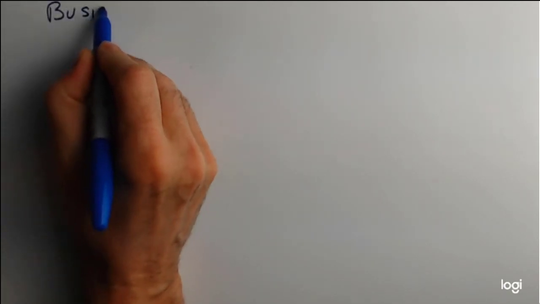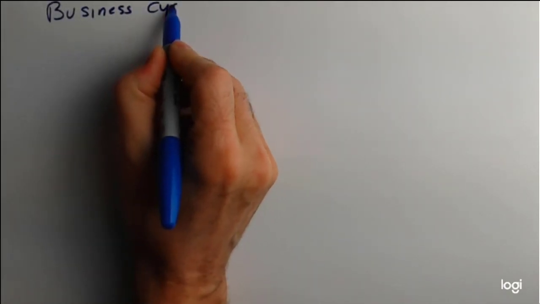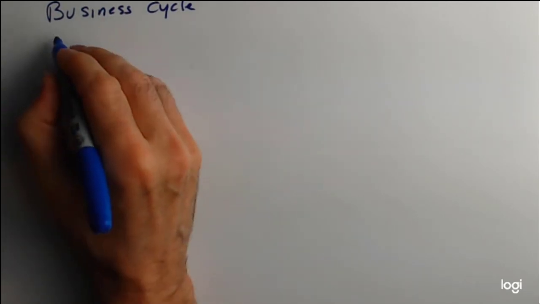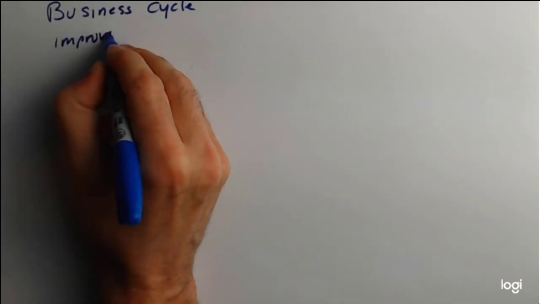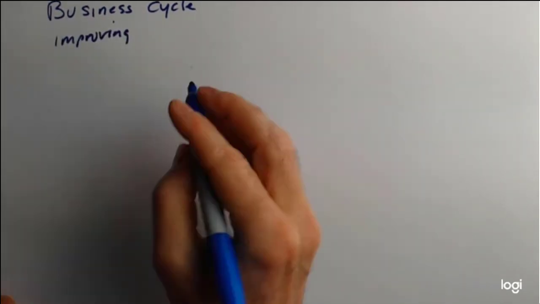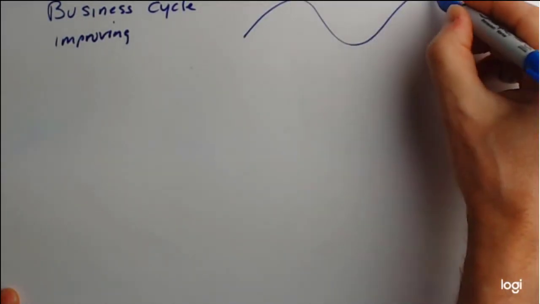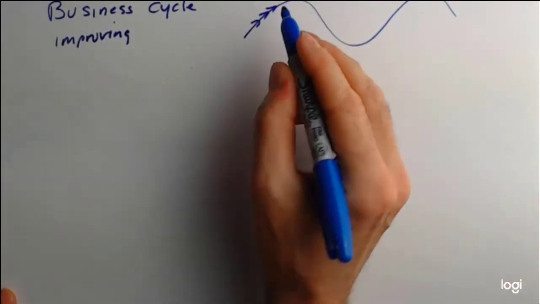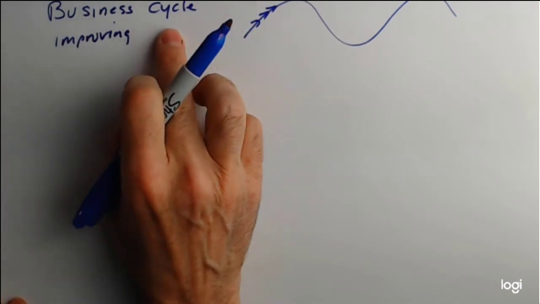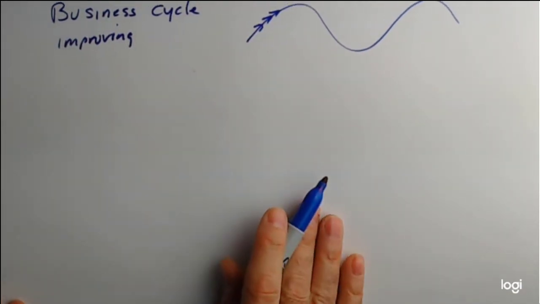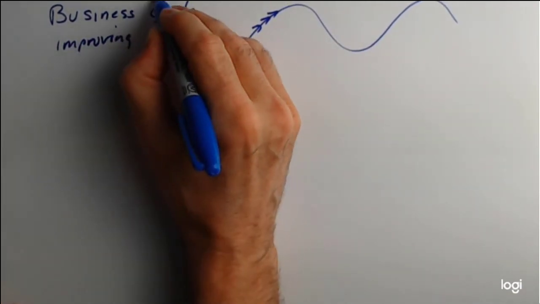Okay, so let's look at what happens when the business cycle is improving. We're going up in the business cycle. So here's the business cycle. And so business conditions are improving, which means we're going up the business cycle. So maybe just say conditions.